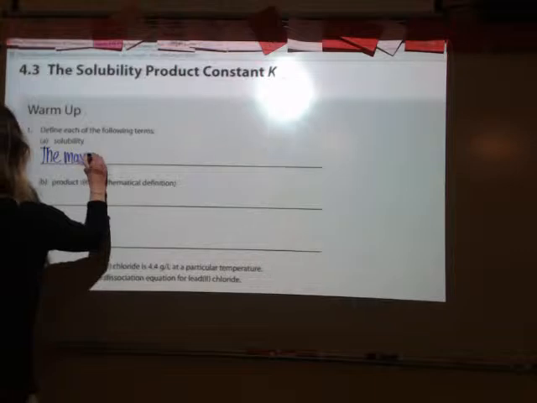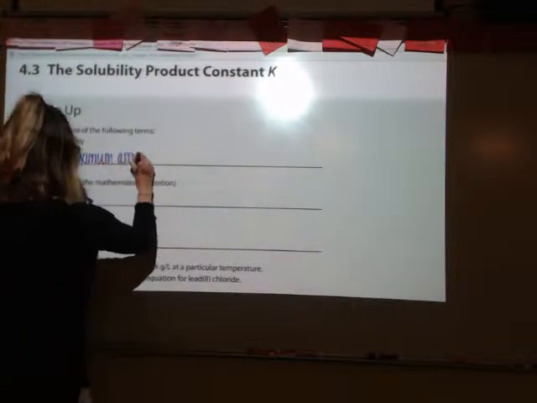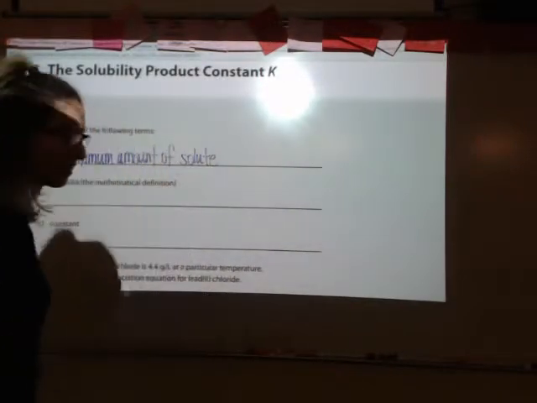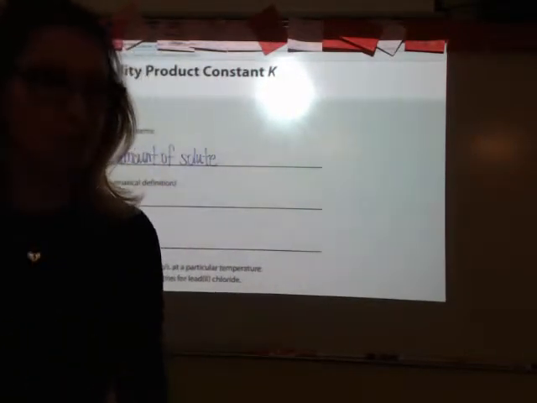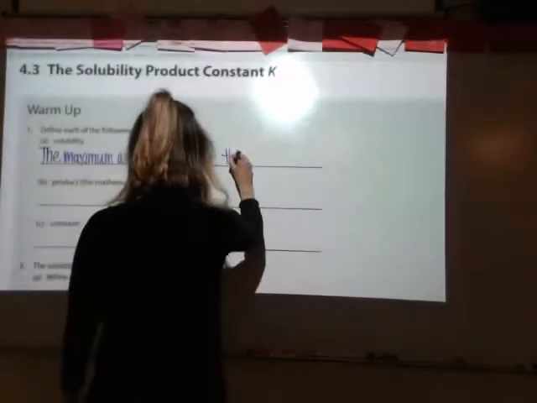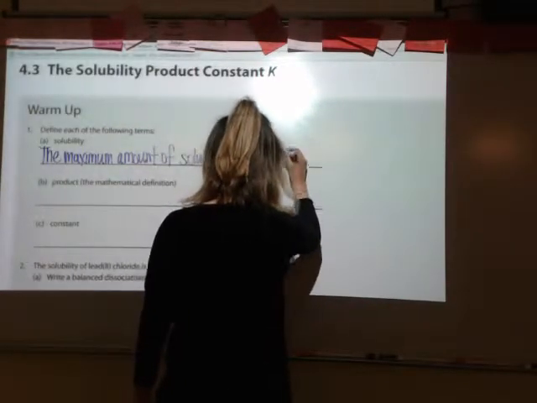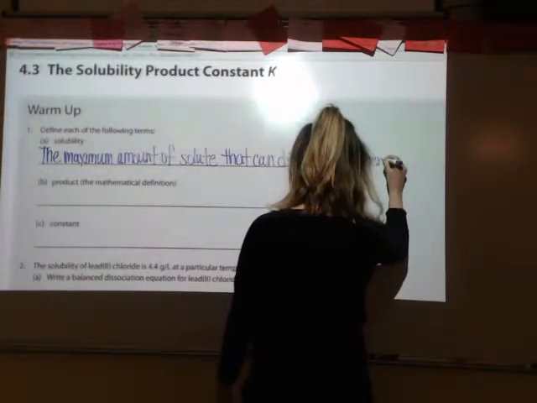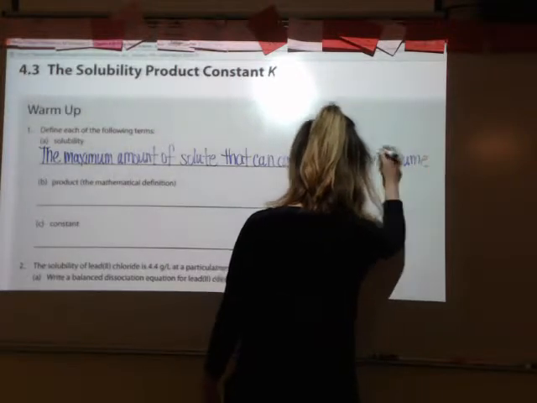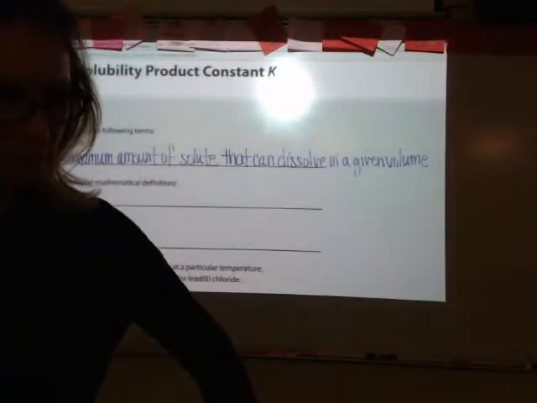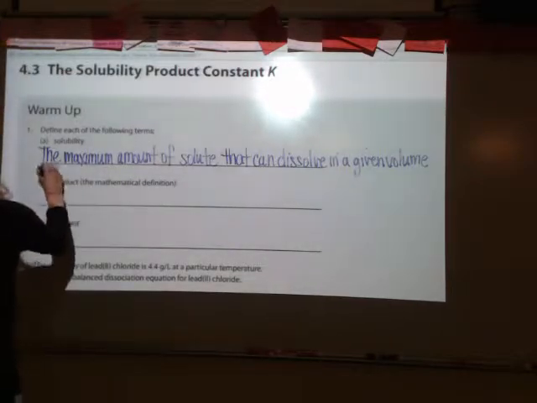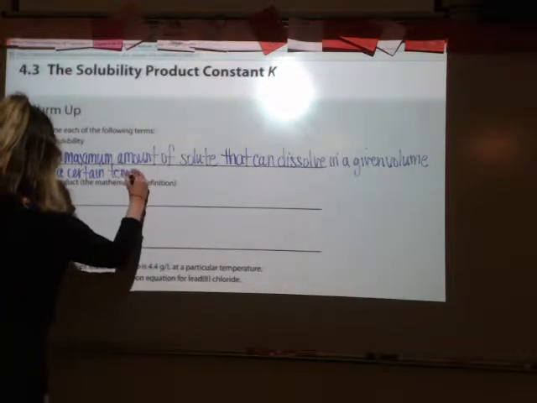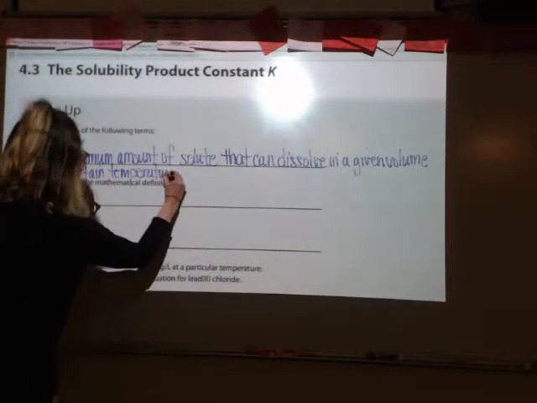This is the maximum amount of solute that can dissolve in a given volume at a certain temperature.